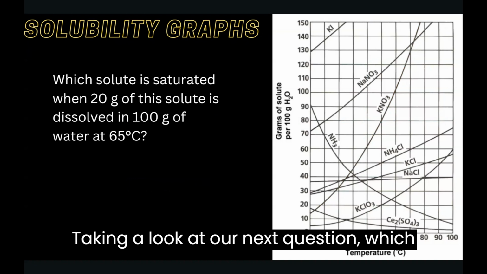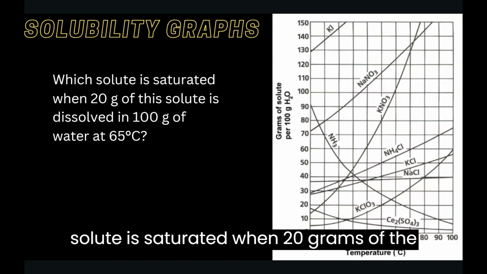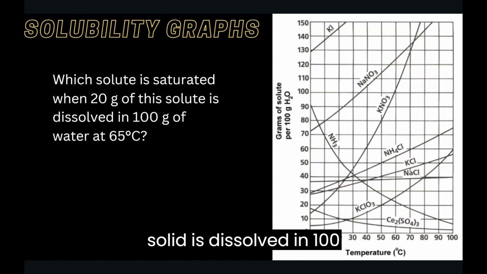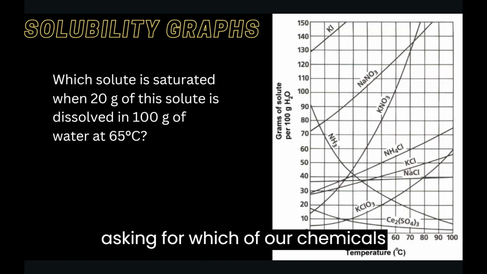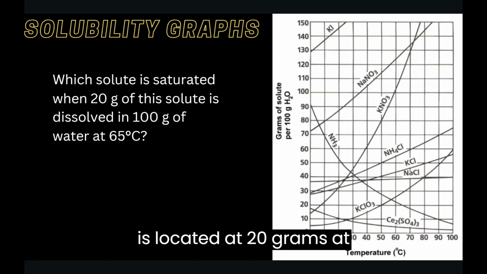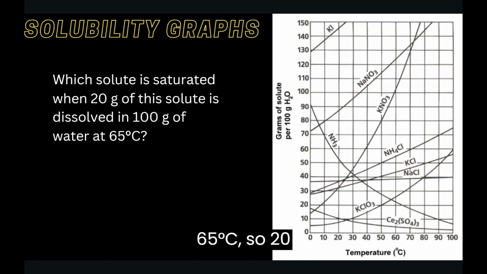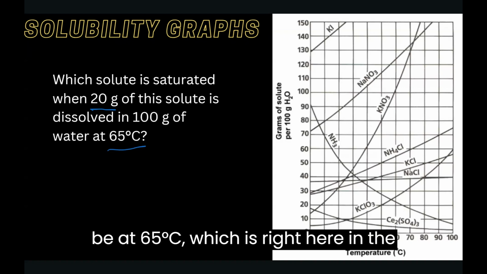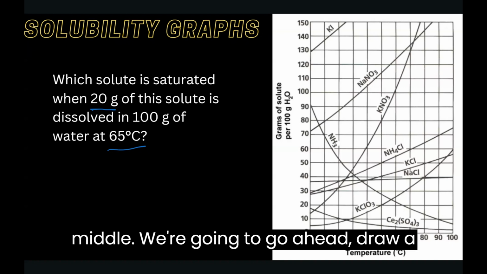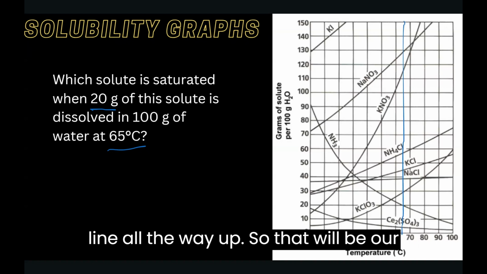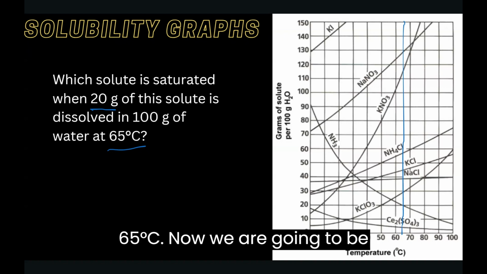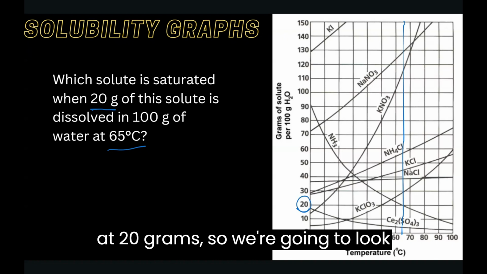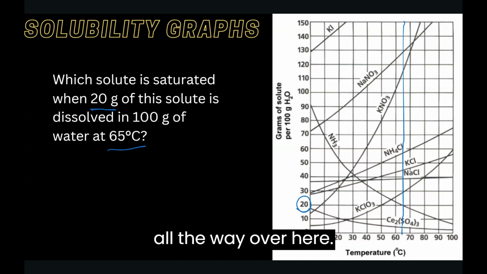Taking a look at our next question, which solute is saturated when 20 grams of the solute is dissolved in 100 grams of water at 65 degrees Celsius? So this is asking which of our chemicals is located at 20 grams at 65 degrees Celsius. So 20 grams at 65 degrees Celsius. So we are going to be at 65 degrees Celsius, which is right here in the middle. We're going to draw a line all the way up. So that will be our 65 degrees Celsius. Now we are going to be at 20 grams. So we're going to look all the way over here.